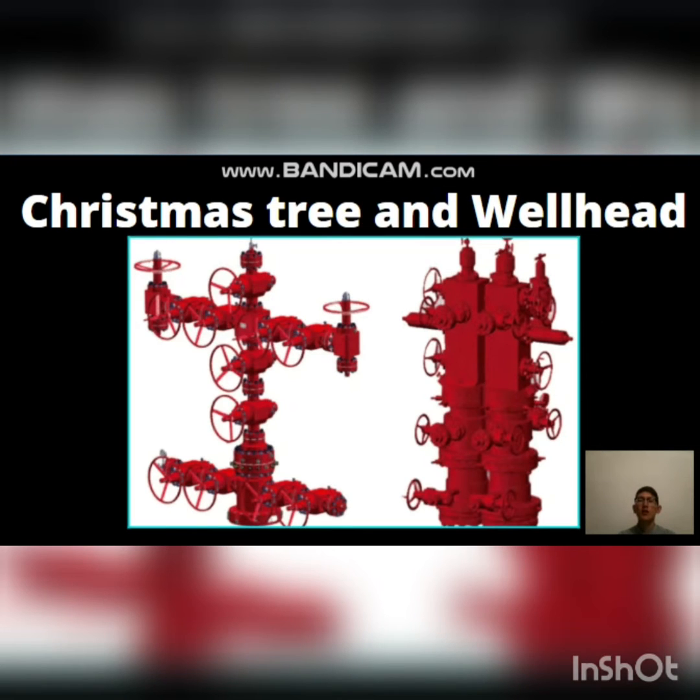In the picture, the first equipment is Christmas tree, and second is wellhead. Also, Christmas trees that are located on the bottom of the sea we call subsea trees, and a Christmas tree that is located on the land is called a land tree.